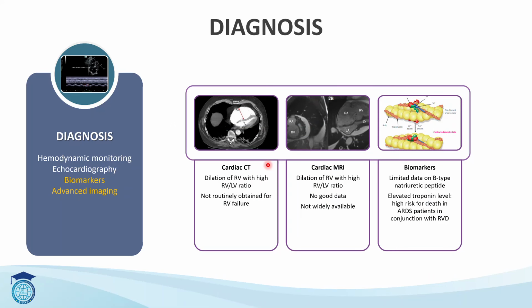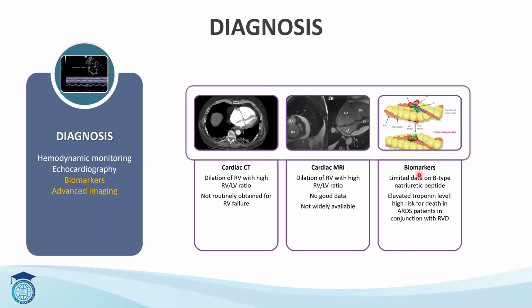If it happens that CT scan is done for any other reason, you can easily notice the dilation of the RV and the RV to LV ratio. CT scan is not routinely obtained for RV failure. Similarly, cardiac MRI is not routinely obtained. It is not widely available and there is no good data. However, if it is done for whatever reason, it would show dilation of the RV and the same increase in the RV to LV ratio.